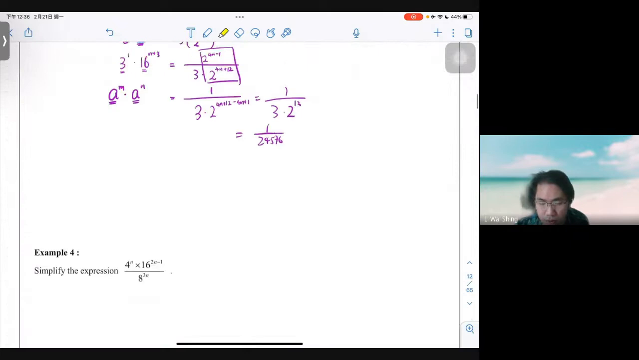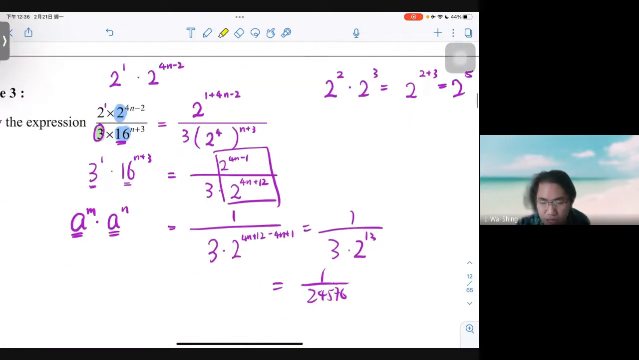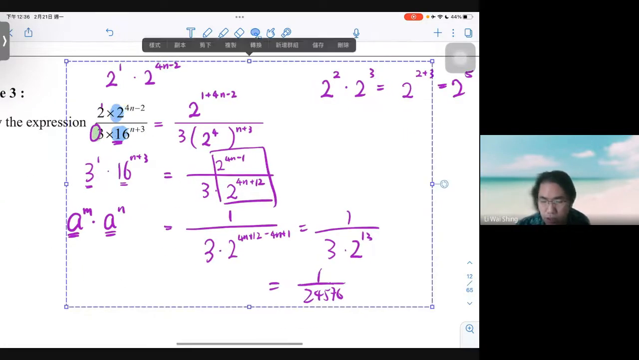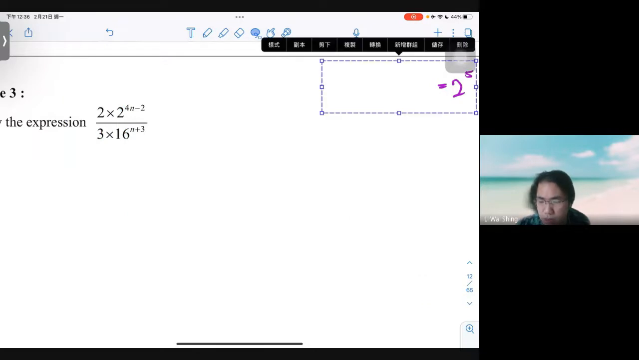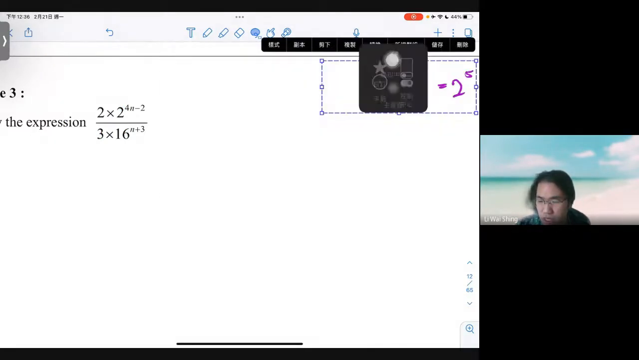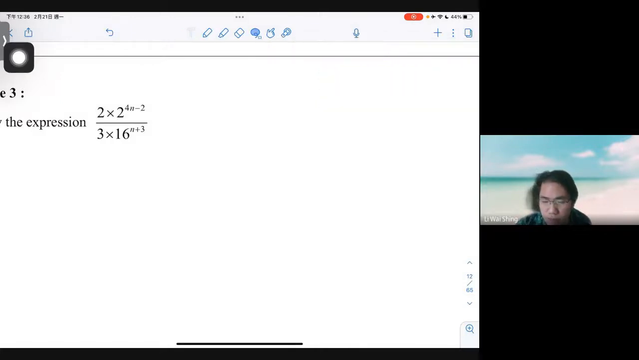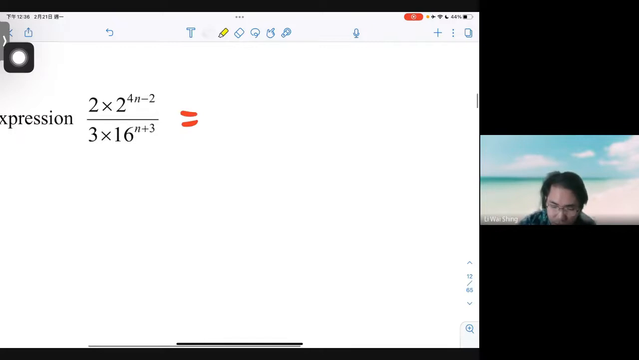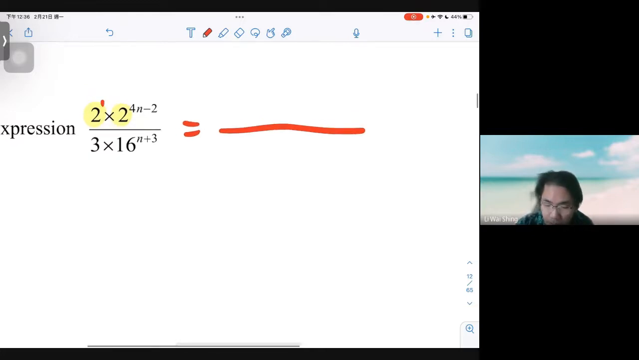So that's why for this question, we have done it last time. Let me do it once again. Let's do example 3 together once again, if you forgot how to do that last time. This time, you can see they share the same base. So in the numerator, you can combine them. 2^a times 2^b equals 2^(a+b).